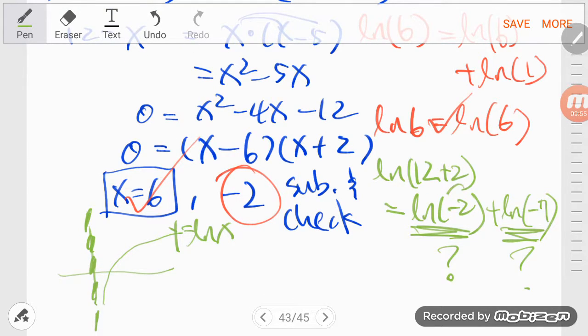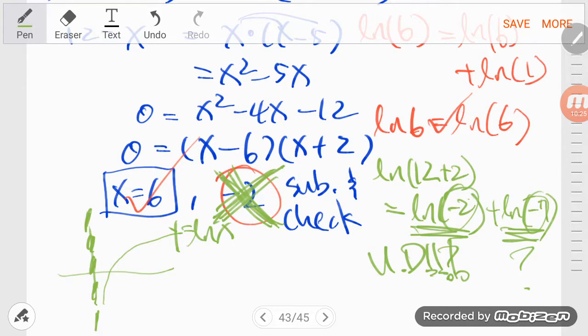So can I have any x value that's negative? I can't, because this becomes undefined. Right? It becomes undefined, which means -2 is not a solution. So I hope you guys see why we need to carry out sub and check. It is very important, yeah? So even though we might have two x values, only x equals 6 is the solution.